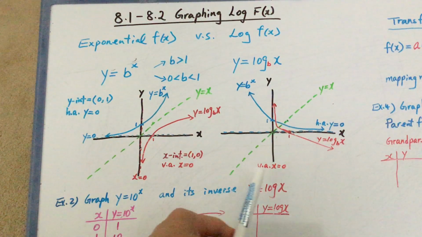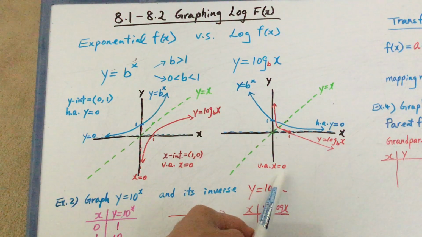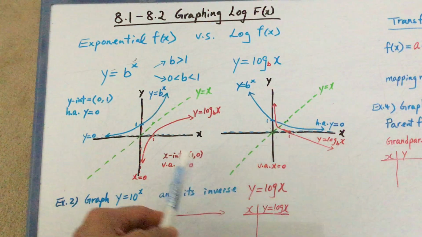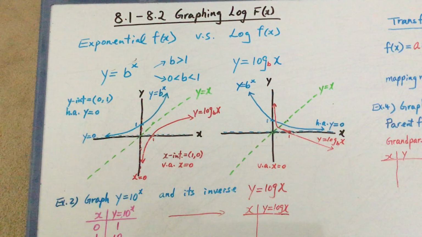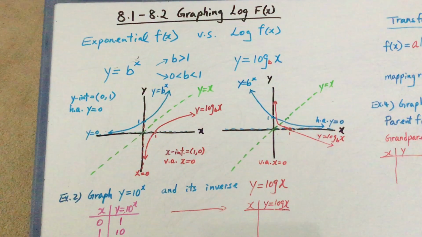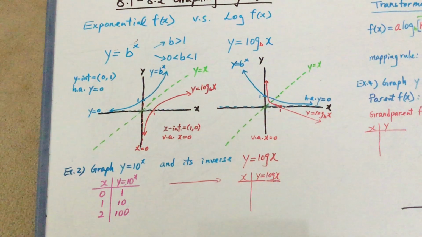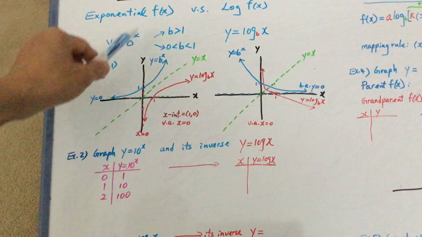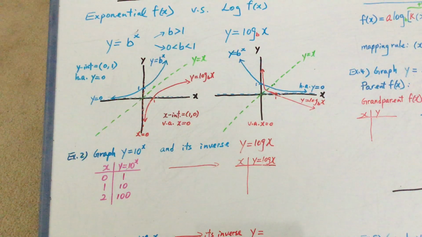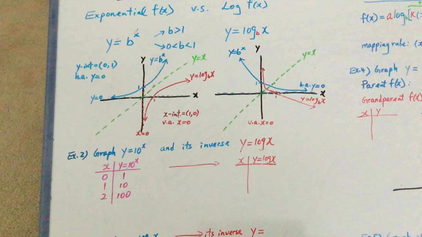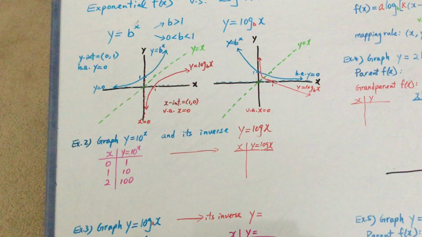Okay? So basically you will have a vertical asymptote at x equal to 0. You will have an x-intercept at (1, 0), same as this one here. So this is the look of the log functions when we have the base b in 2 different cases. Okay, so let's work on the actual example, so you get to see how we graph that.